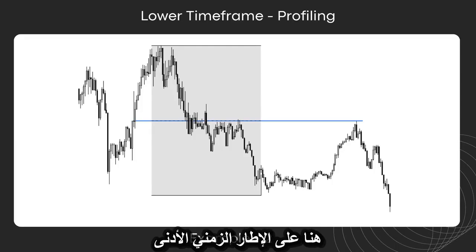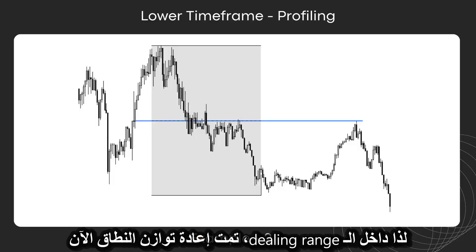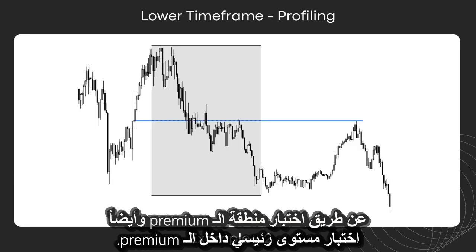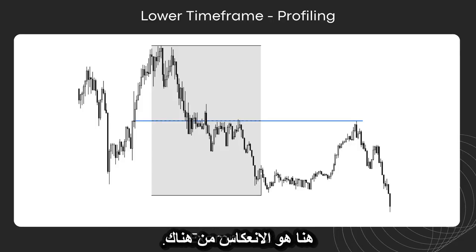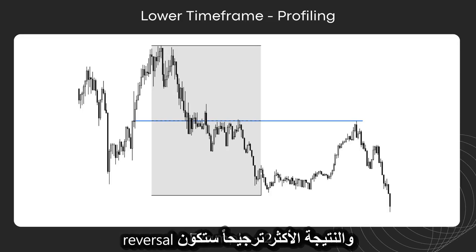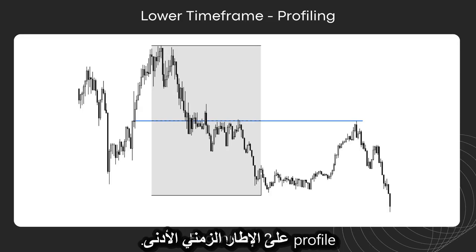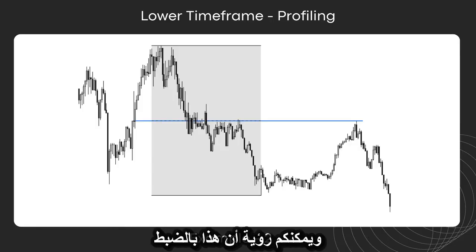Now right here on the lower time frame, you can see that price straight away had this expansion to the premium order block, right? So inside the dealing range, the range has now been rebalanced by testing the premium region and also testing a key level inside the premium. So now the most likely scenario for price here is to reverse from there, because now an expansion profile has tested a key level, and the most likely outcome is going to be a reversal profile on the lower time frame, which is going to look like a higher time frame expansion. And you can see that this is exactly what happened here.